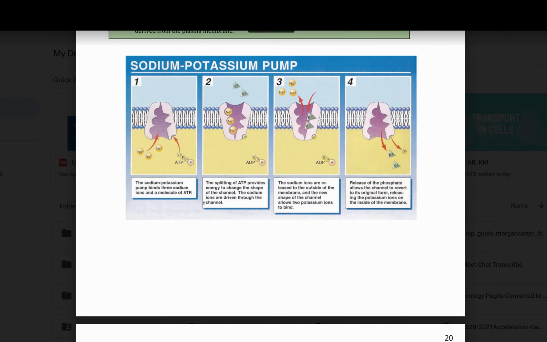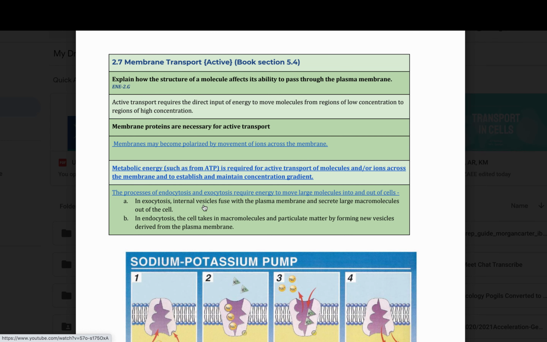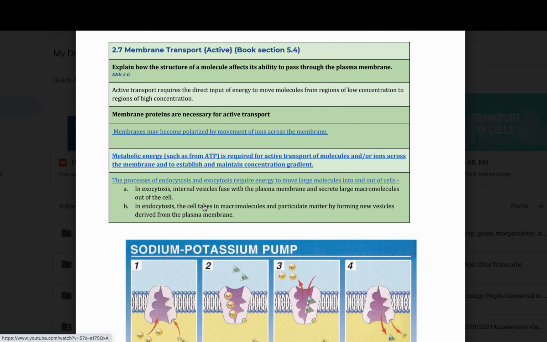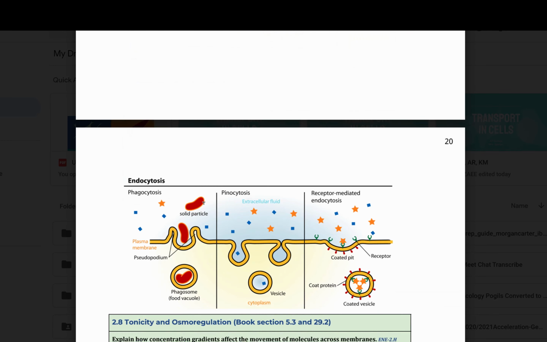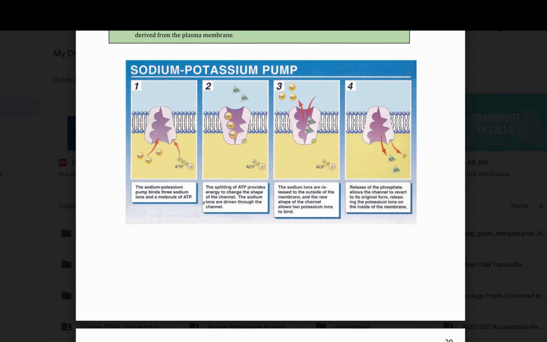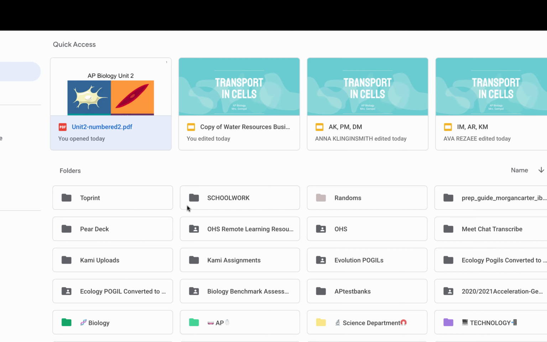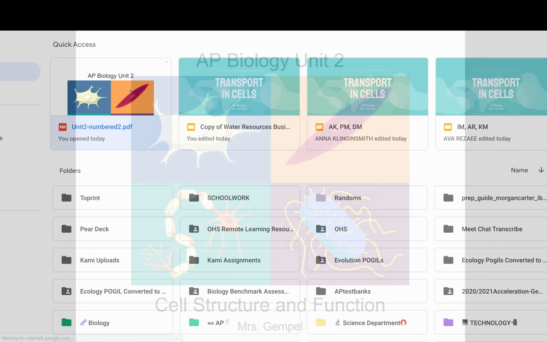So I guess the only thing I want to say about endocytosis and exocytosis is, I guess, just the basics. Just for review, phagocytosis is going to bring in solid particles. So it could be things like cells or just small amounts of cellular debris.